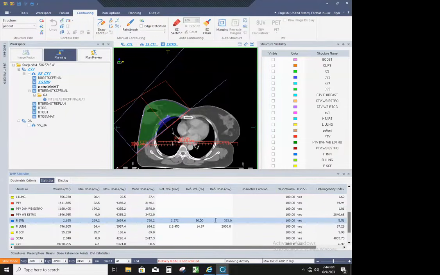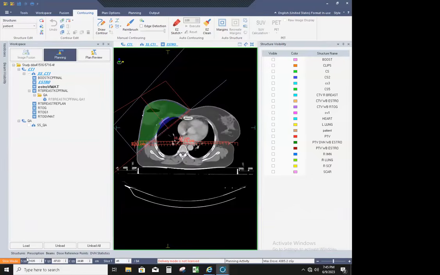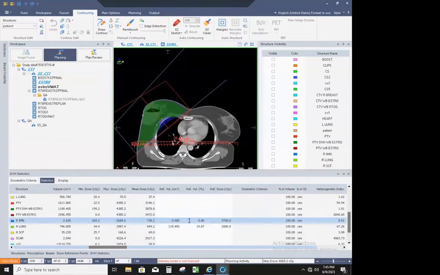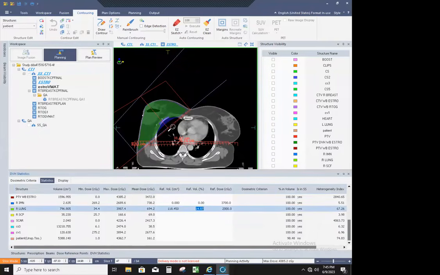We have not included the right IMN here for the treatment. So we are not including this. So if you see the CTV. So mostly try to get less lung dose with the 2D plan.